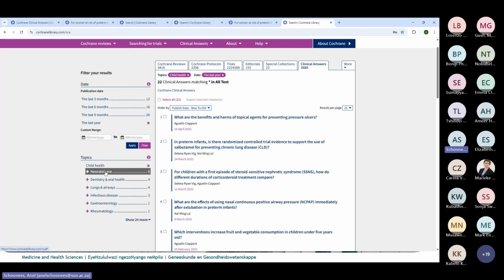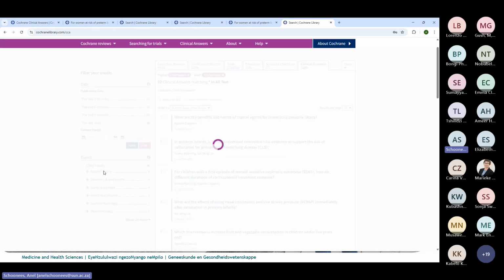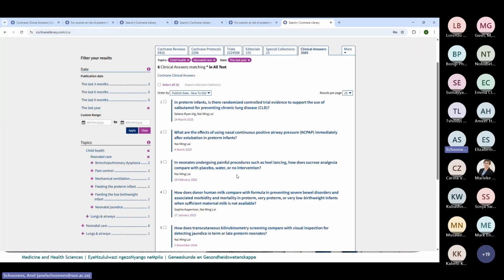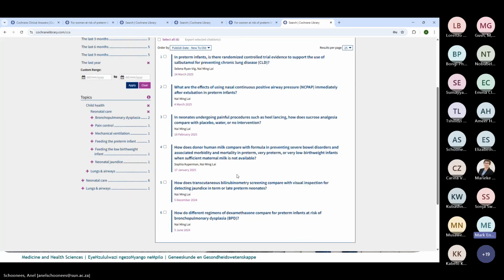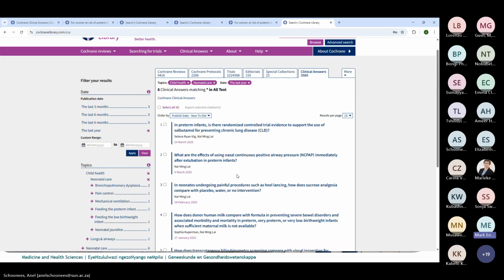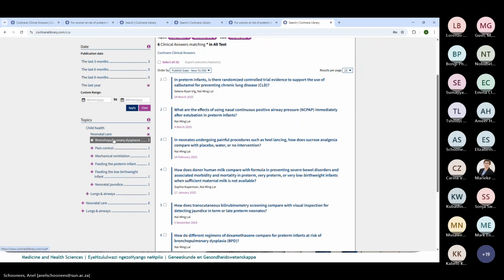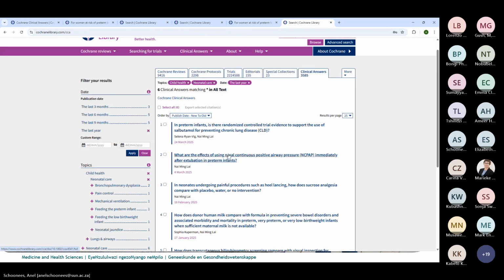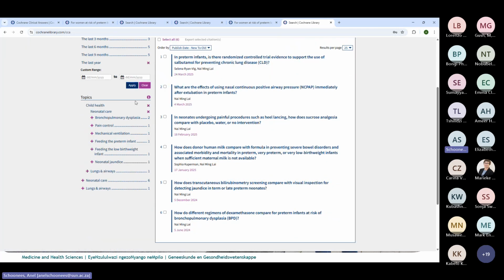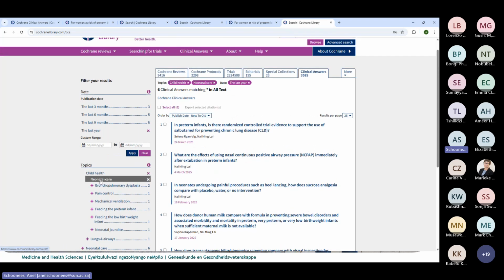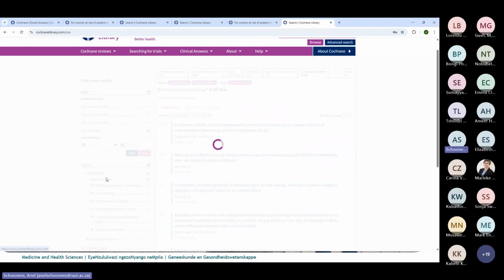So we are interested in the neonatal care. So we should find our Cochrane clinical answer among these 6. Let's have a look here. Even though it was broken down on this side, it doesn't seem now to go through on this side.